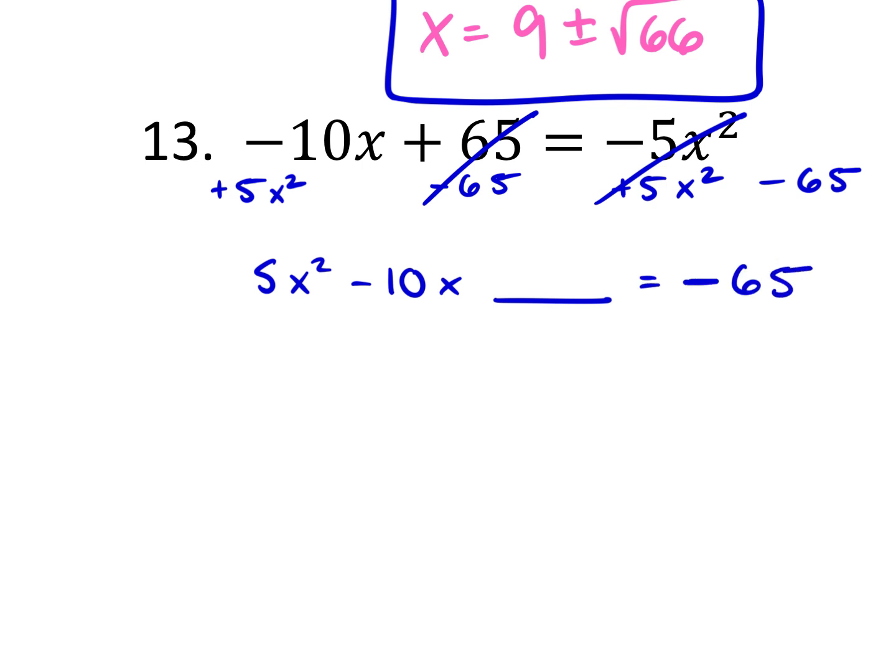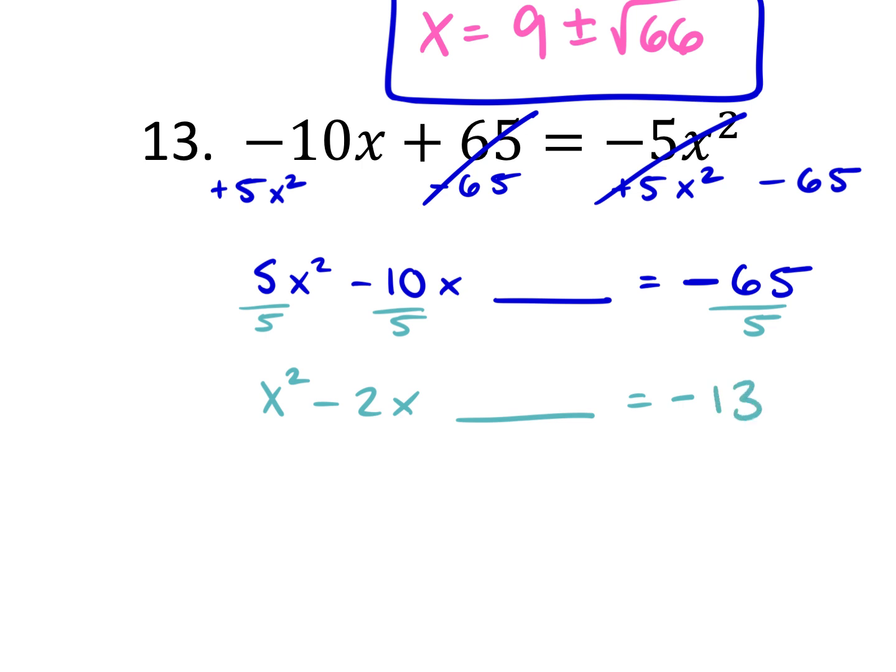Before we complete the square here, what do you think we should do? We see that our leading coefficient's 5. How could we change that to make it a 1 to complete the square? Let's divide everything by 5. Our GCF is 5, so you could have done that in the first step. If you want to divide everything by 5, works there too. So we get x squared minus 2x now, I'm going to leave a space to complete the square, is equal to negative 13.